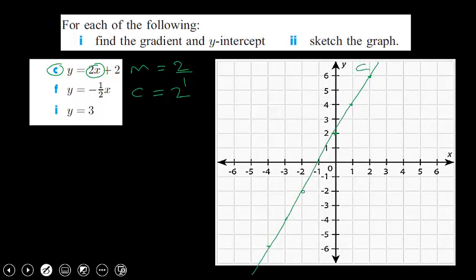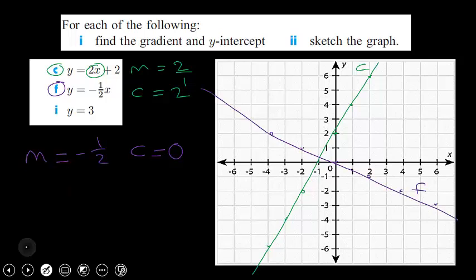That is line C. Let's do line F. F's m value is -1 over 2, and the c value is not stated, therefore it's 0. I start at 0, 0. -1 is 1 down, and +2 is 2 to the right. So 1 down, 2 to the right. 1 up, 2 to the left. And our line looks like this.